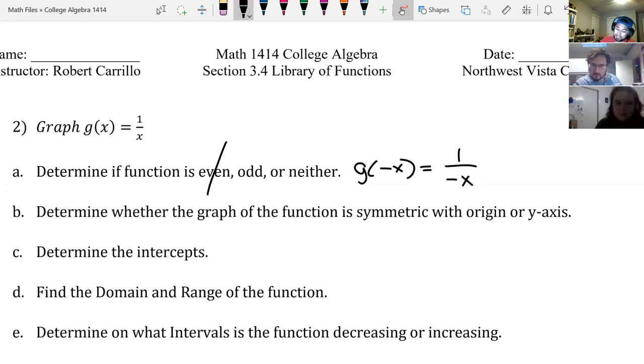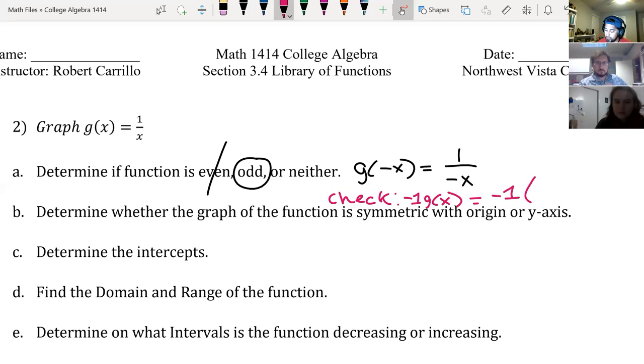So even is out. Did we get back the original function, but the signs have changed? Yes. Again, if you are unsure, just do your check. Take negative 1 and multiply it by your function, which means you'd get negative 1 times 1 over x, which gives me negative 1 over x or 1 over negative x. So this proves that it is definitely odd.